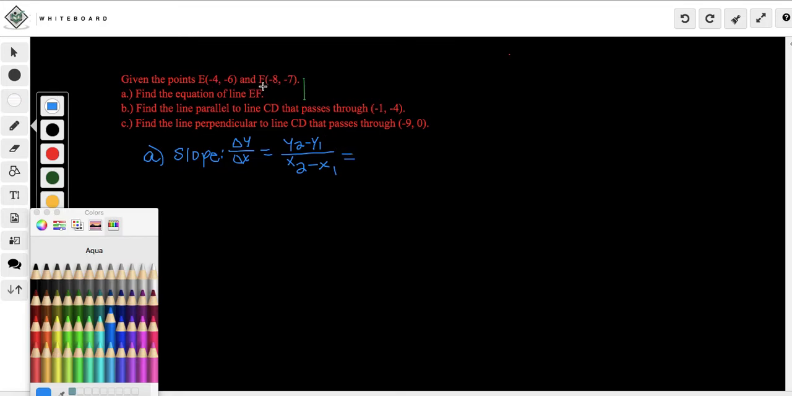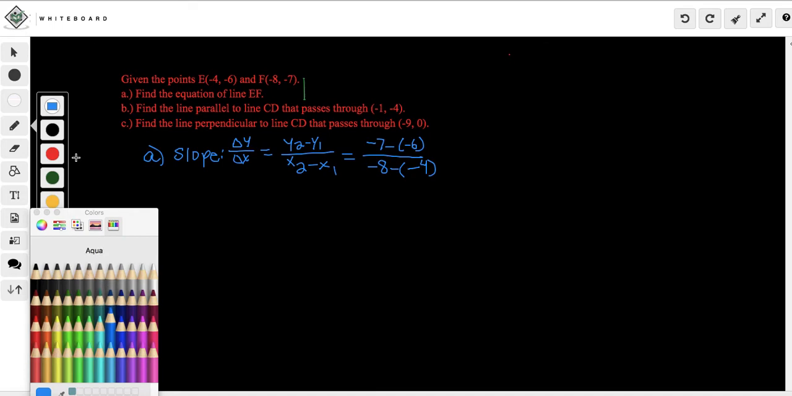So I'm going up here to the top. I'm going to get y2, which will be negative 7, minus y1, which is negative 6. And then I'm going to put that over x2, which is negative 8, minus x1, which is negative 4. You got to be really careful with your negatives in this problem because if you notice, they're all negative.